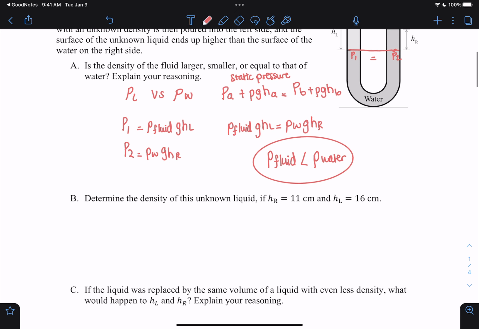Now with part B, it says determine the density of this unknown liquid if HR is 11 centimeters and HL is 16 centimeters. So now they want us to find the density of the unknown liquid. How do you think we're going to be able to find the density of the unknown liquid in this case?